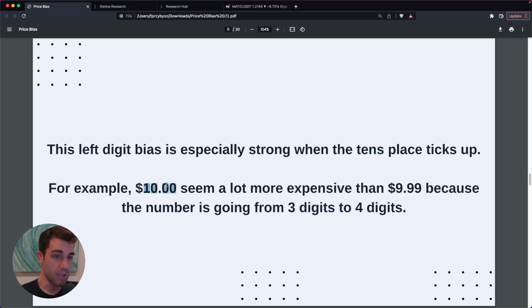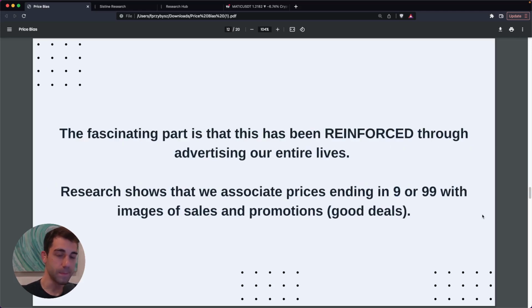No, so we were looking at the numbers going from 4 digits down to 3 digits, and it seems significantly cheaper because you are losing a digit, right? So even in this example, initially I was only looking at the left side. I was like, oh, this should say 2 and then down to 1. But if we look at the entire number, like an unbiased person would, we're going from 3 digits to 4 digits when we go to $10. So that's super interesting. The fascinating part is that this has been reinforced through advertising our entire lives.